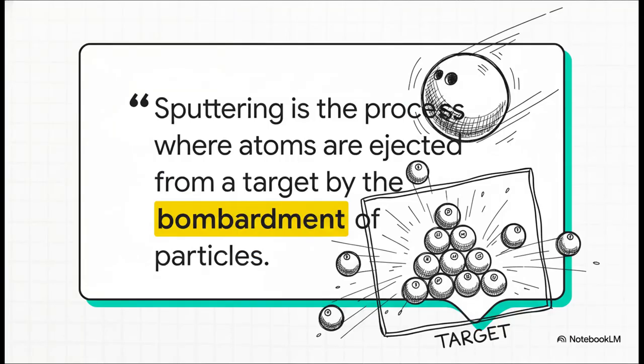Okay, so that's the official textbook definition. But what does it actually mean? The best way to think about it is to imagine a rack of billiard balls. Now, instead of a cue stick, you fire the cue ball at that rack at an insane speed, and what happens? Balls go flying everywhere, right? Well, in sputtering, the cue ball is a high-energy ion, and that rack of balls is your source material, what we call the target. We are literally playing a game of cosmic billiards to knock individual atoms loose.